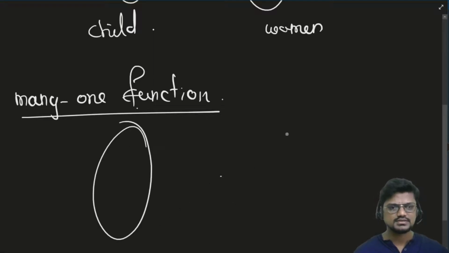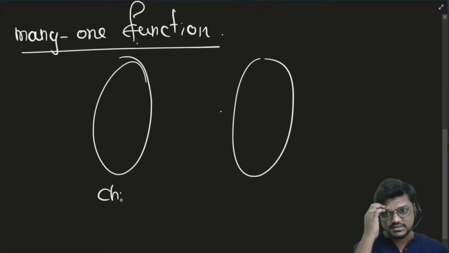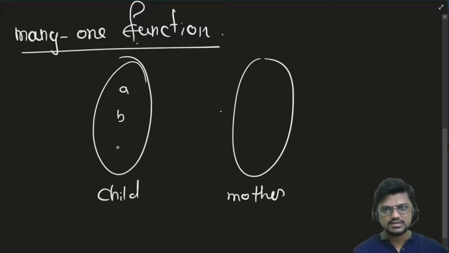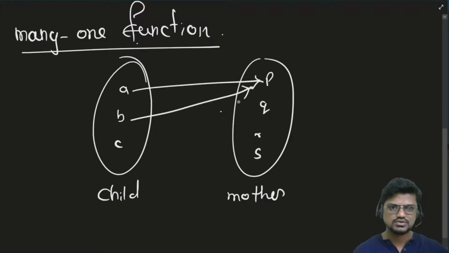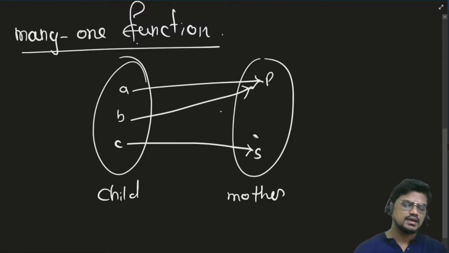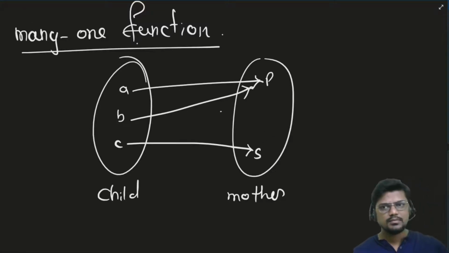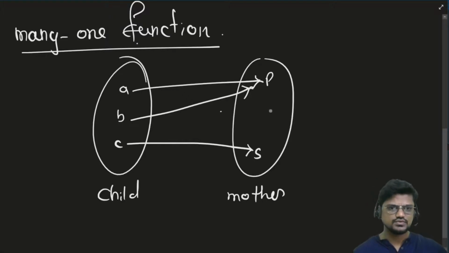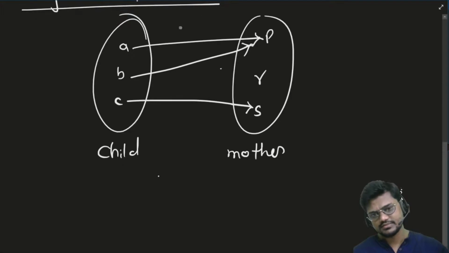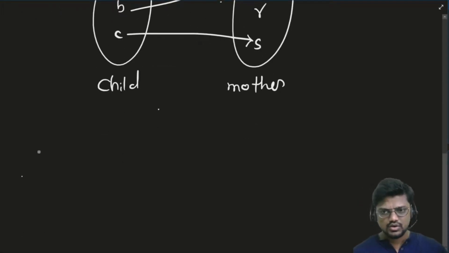If I draw like this, okay, and this is the child and this is the mother, and if this is A B C, this is P Q R S, okay, so this is there, this is also associated with this, and this is also associated with this, okay. At that time you can say it is a many one function. Even if R is there, that is also fine, okay. This is a many one function. Now the next is onto function.